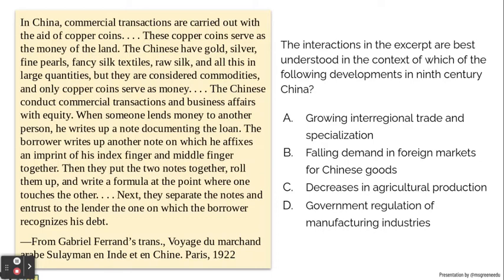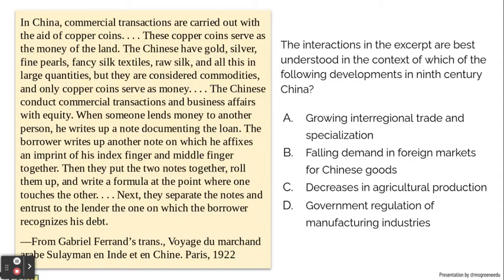In China, commercial transactions are carried out with the aid of copper coins. These copper coins serve as the money of the land. The Chinese have gold, silver, fine pearls, fancy silk textiles, raw silk, and all this in large quantities. But they are considered commodities, and only copper coins serve as money. The Chinese conduct commercial transactions and business affairs with equity.